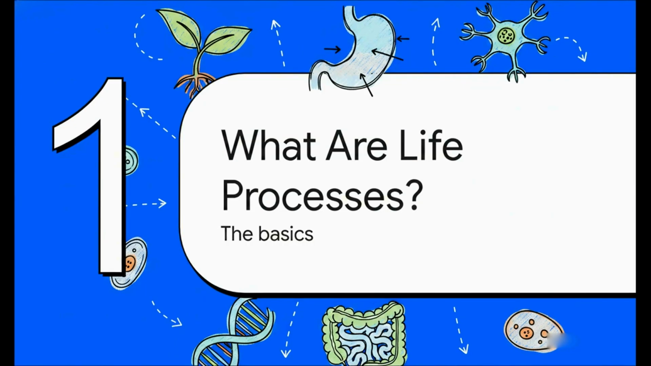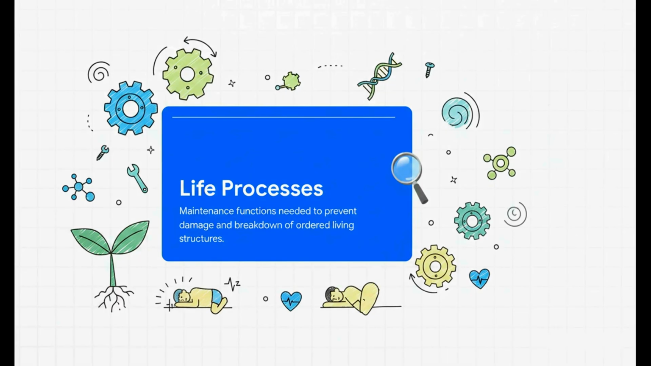What are life processes? Think about it this way. Living organisms are incredibly highly organized, ordered structures. But because of the environment, this order is constantly at risk of breaking down entirely. So, living creatures have to continuously repair and maintain themselves.